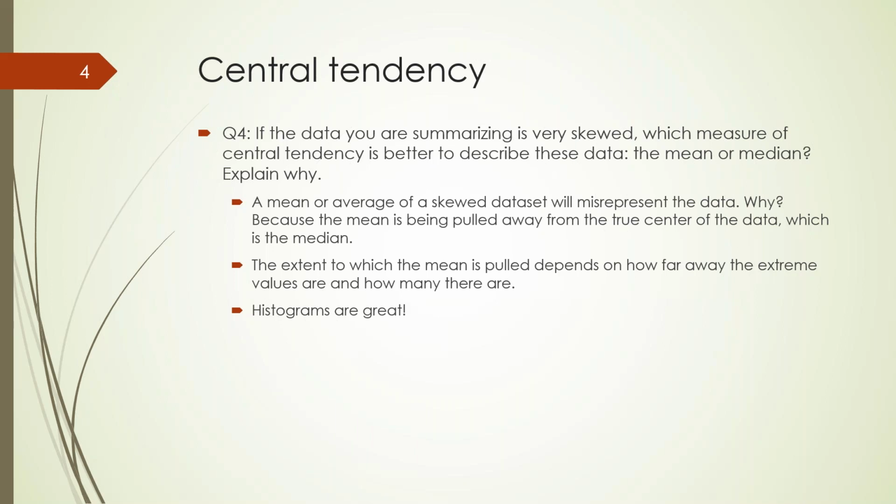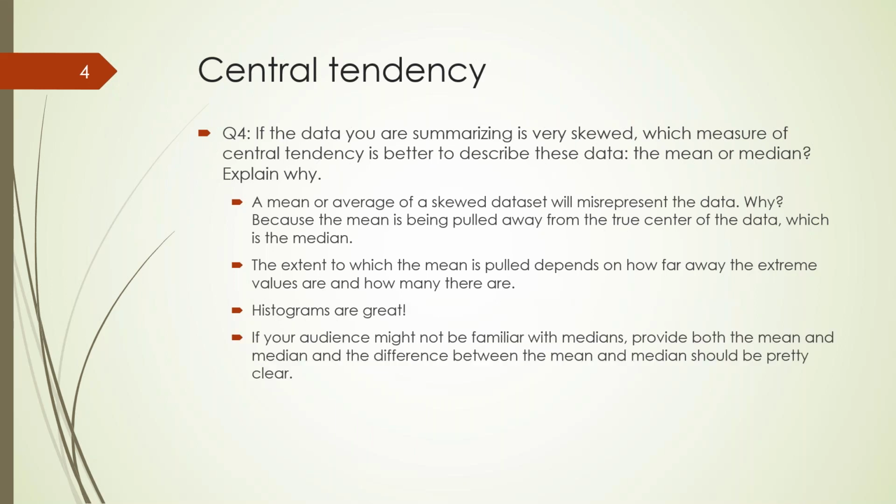I always tell students, whenever you've got a bunch of continuous data, always do a histogram. They're very revealing. You can also tell just by visualizing whether you've got skewed data or not. However, if your audience isn't familiar with what a median is, you can provide both the mean and the median, and if you see a difference between them, you can tell that there's a skew to your data.